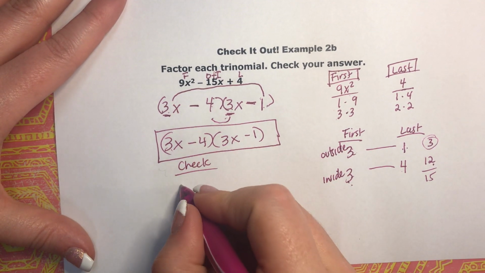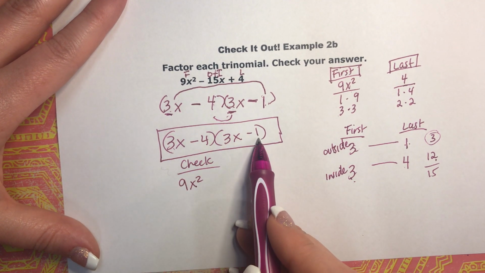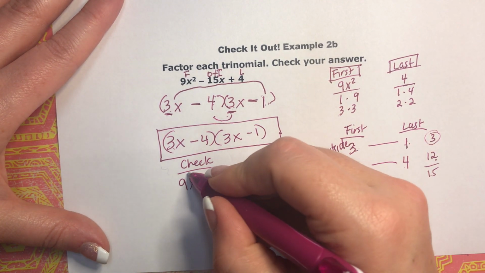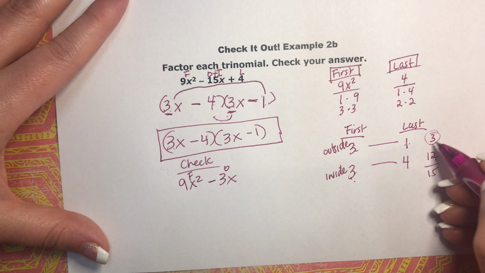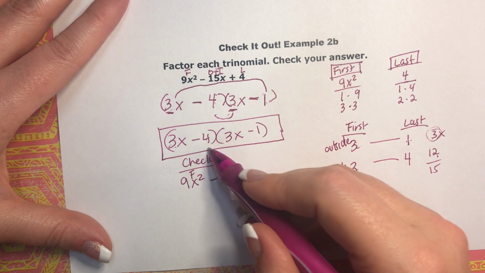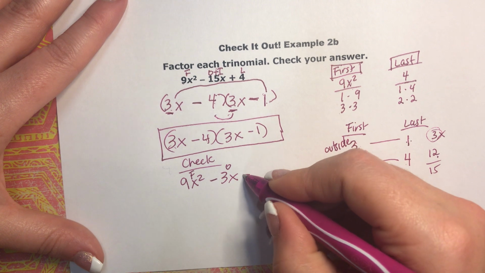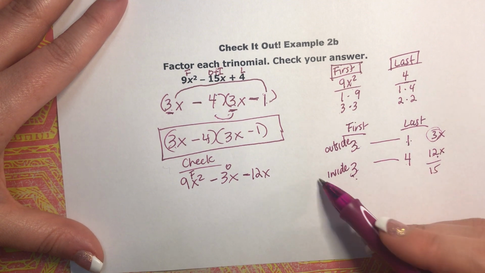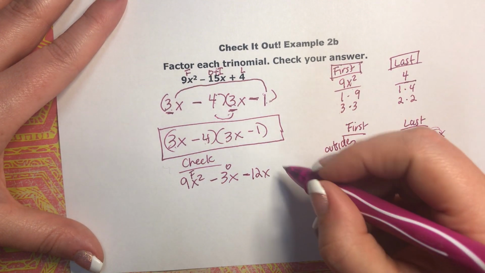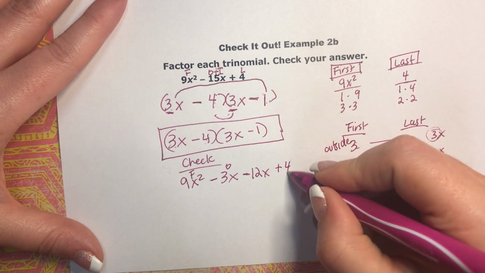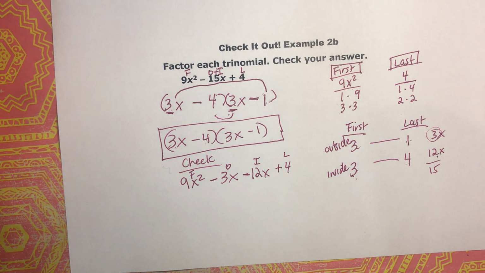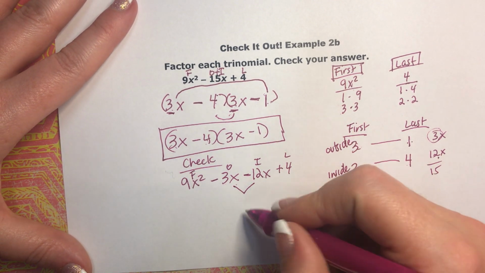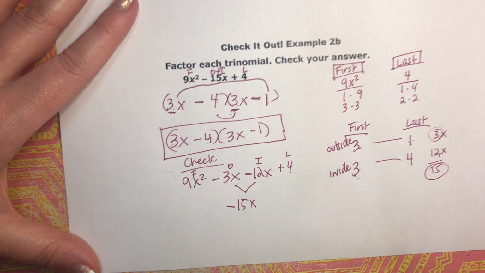So 3x times 3x is 9x squared. 3x times negative 1 is negative 3x. And that's, okay, so this is the first, right? This is the outside, which is here, right? This is our 3x. And then we have our inside, negative 4 times 3x, which is negative 12x. And 3 times 4, that is our inside. And then our last, negative 4 times negative 1. Negative times negative is a positive. 4 times 1 is 4. This was our inside. That was our last. And then we just add these two together. Negative 3x minus 12x is negative 15x. And that's what we got right there.